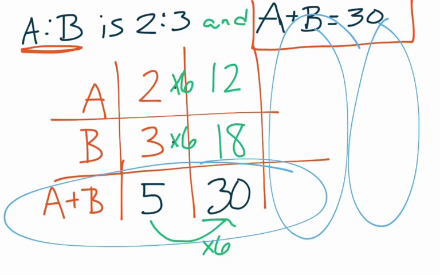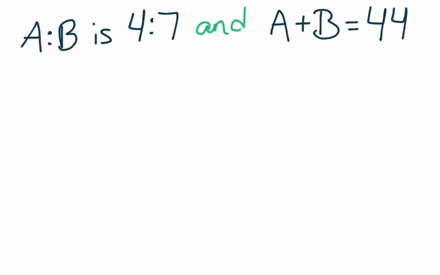Let's do one more and see if you can do it as well. In this particular problem, we know that the ratio of A to B is 4 to 7, and that A plus B equals 44. So I want you to pause this video now and try to solve it by yourself.